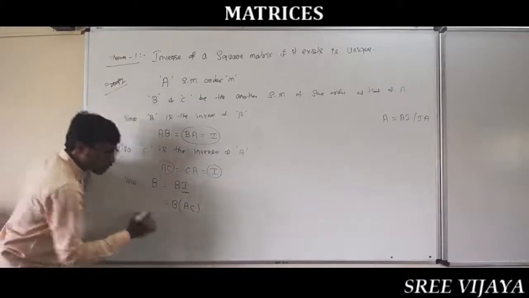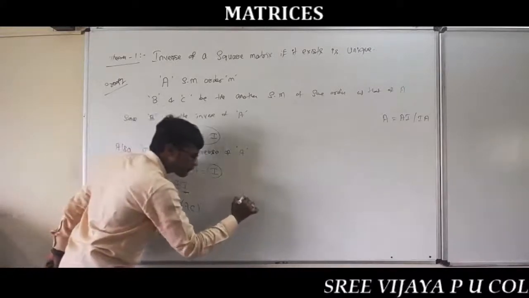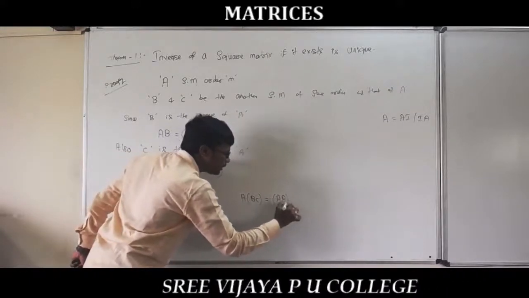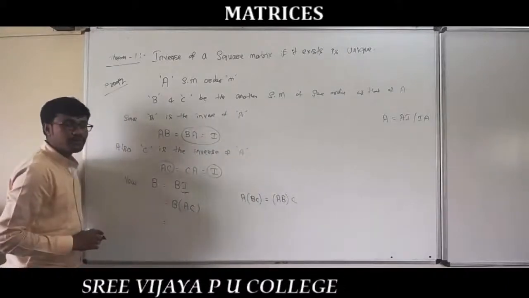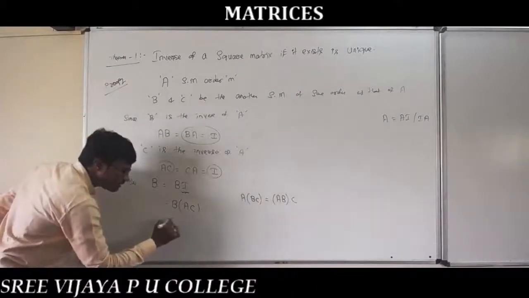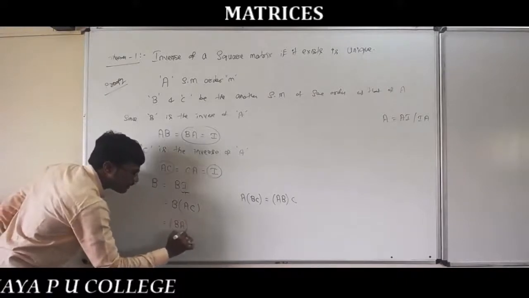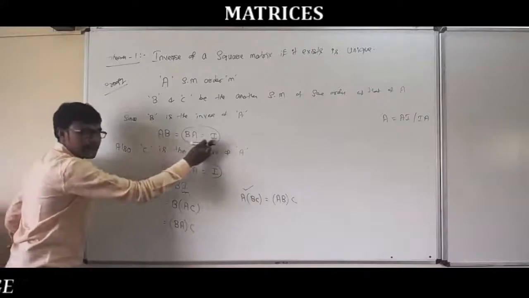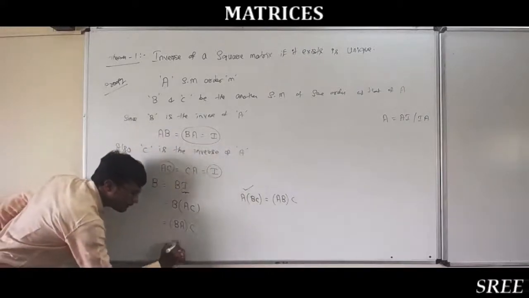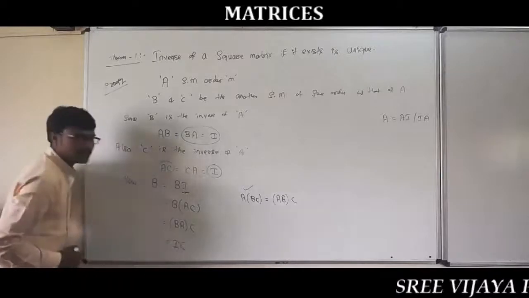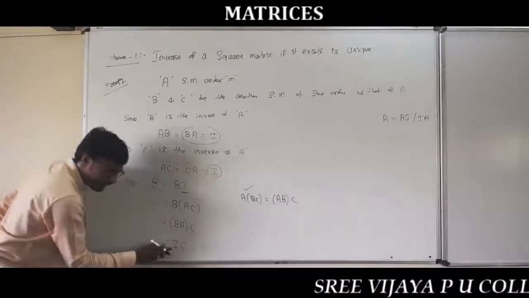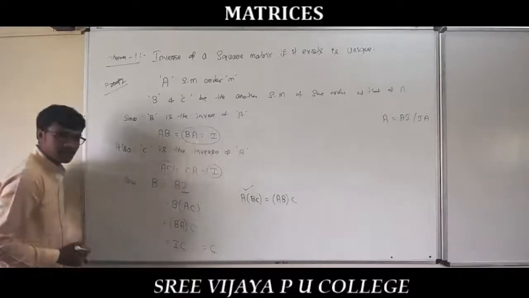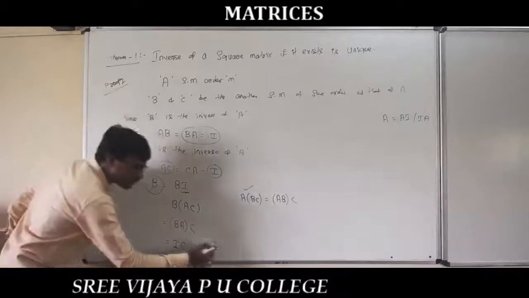Now, according to the associative law, A into BC equals AB into C. Associative law of multiplication of matrices. B into AC can be taken as BA into C according to the associative law. What is this BA? I write that. So in place of BA, I can write I with C. What is I into C? For an identity matrix, if you multiply by any matrix, the answer is the same matrix only. So the answer is C.